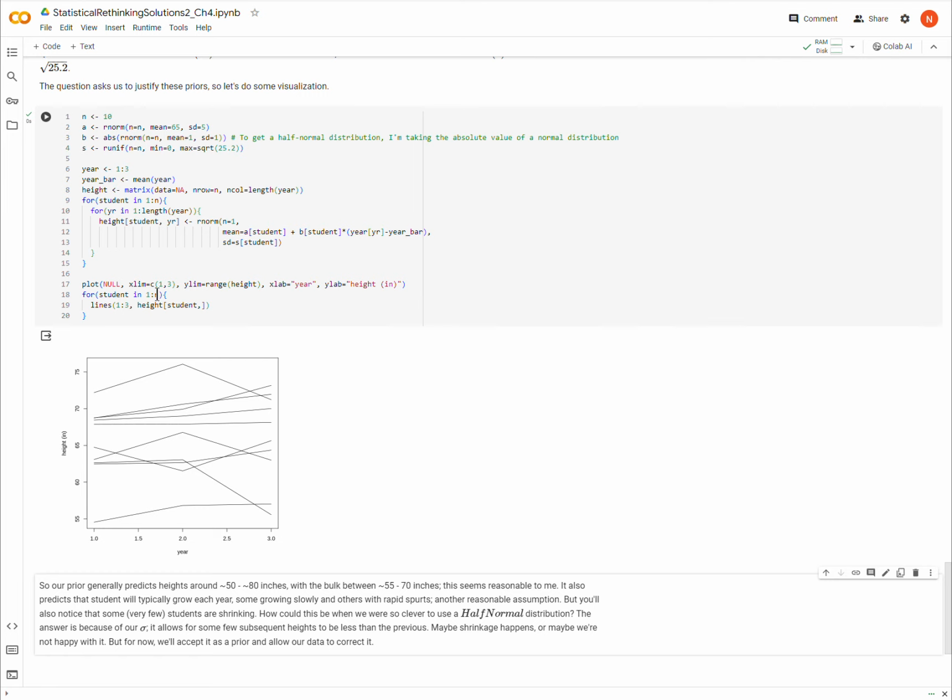Now, it's a little bit hard to see, but most of these lines, let's just put 10 in there, most of the lines have kind of an upward trajectory. Well, that was kind of a bad sample, but there's quite a few that have this downward bend. The reason that they are going up is again a function of the fact that we're using the absolute value, the half normal distribution, for the growth rate. But why are some of them going down? We took this step to ensure that they're growing. Well, the reason that some of them go down is because the standard deviation is allowing them to go down.